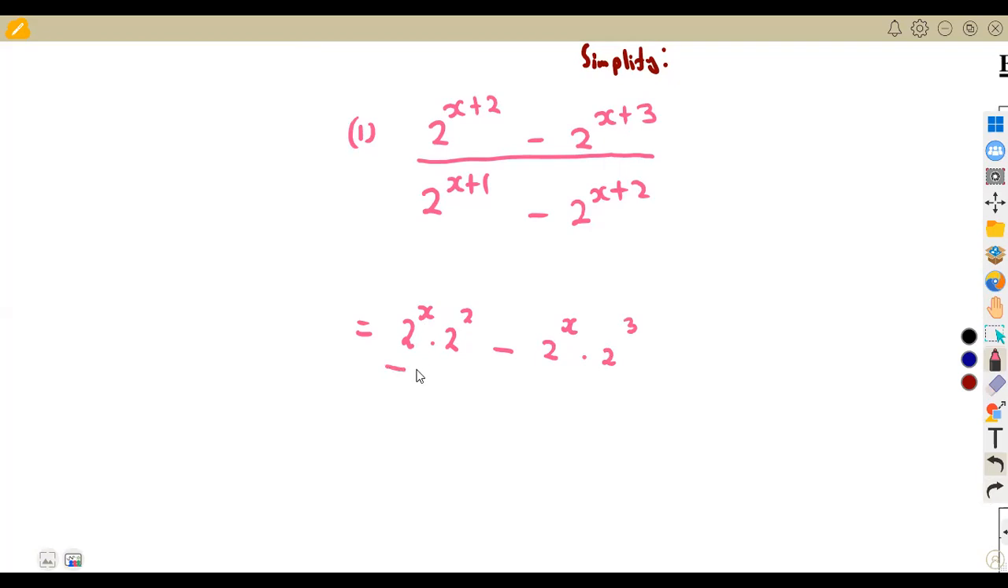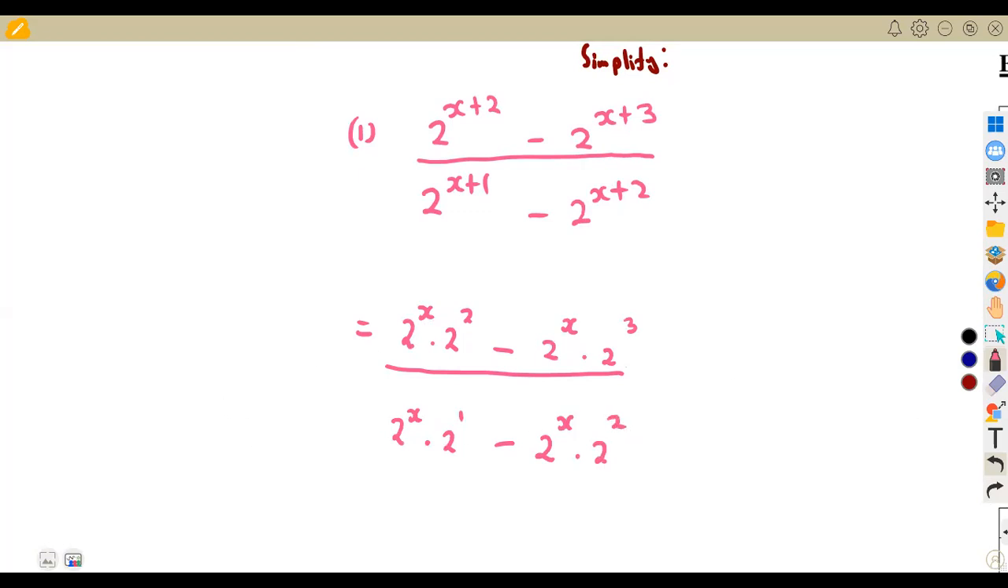We have got the same situation in the denominator here. There's a 2 to the exponent of x again, in 2 to the exponent of x plus 1. So that will be 2 to the exponent of x times 2 to the exponent of 1, minus, we do the same thing on 2 to the exponent of x plus 2: 2 to the exponent of x times 2 to the exponent of 2.